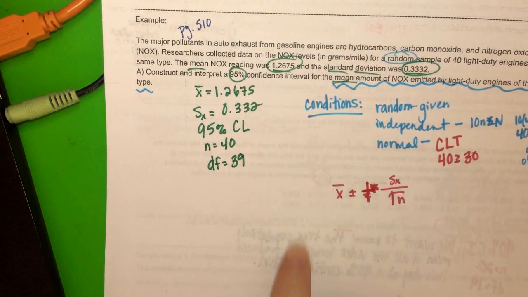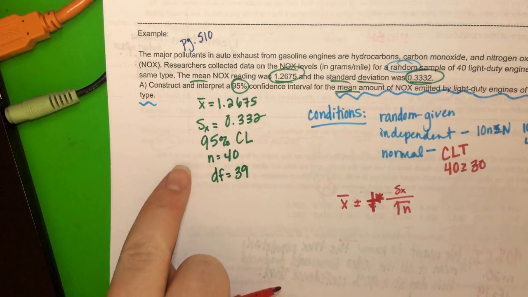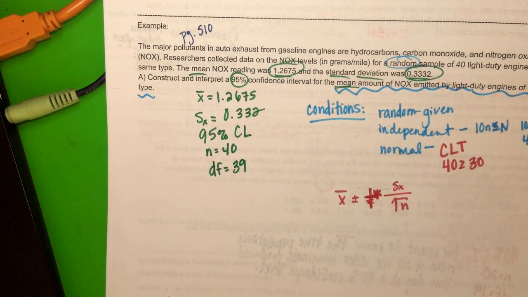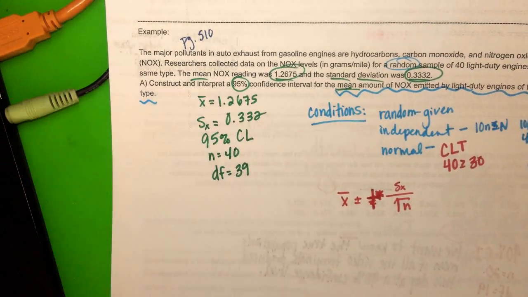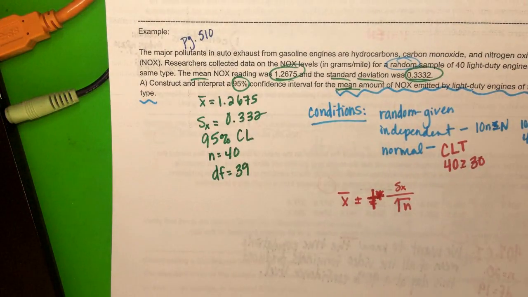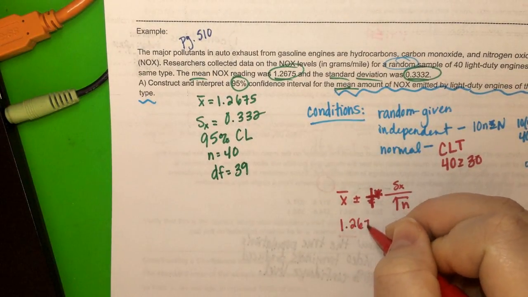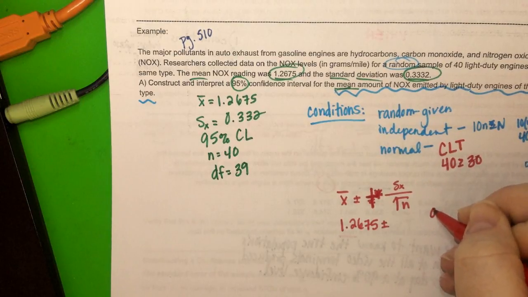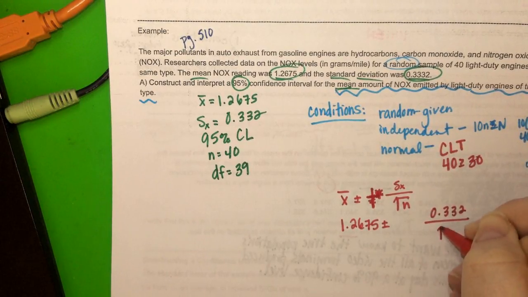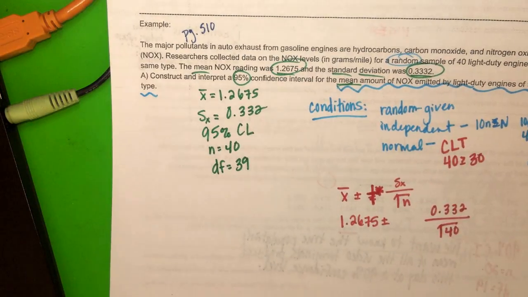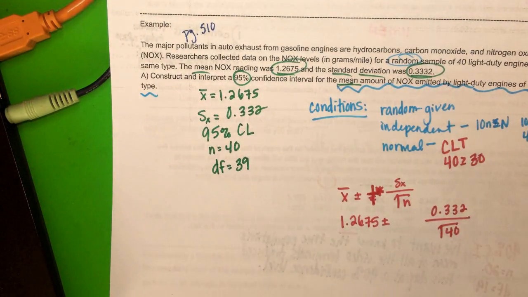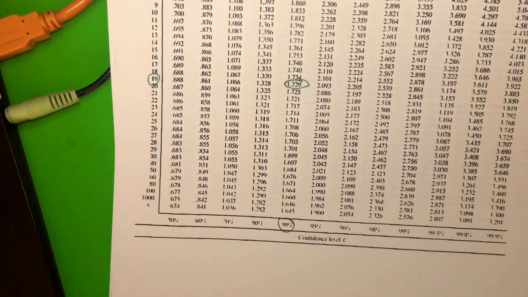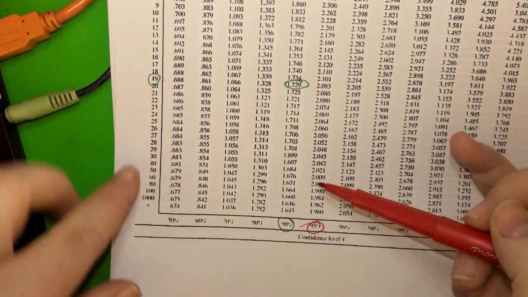And I know that I can figure all this out. I've given my X bar, I see my Sx, I know my n. I just have to figure out my T star, but that's easy because I know my degrees of freedom and my confidence level. So this should be easy. My degrees of freedom is 39 and 95%. So this is a good moment, actually. So 95%, and I don't see 39 on here.